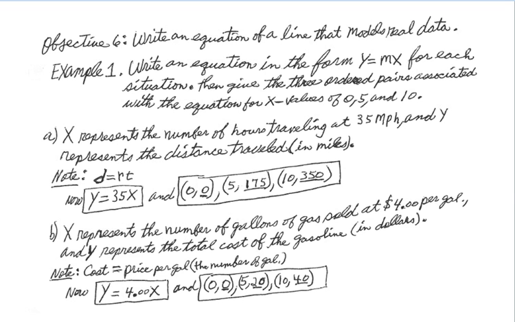Objective number 6. Write an equation of a line that models real data. Example. Write an equation in the form y equals mx for each situation. Then give the three ordered pairs associated with the equation for x. That is, the values of 0, 5, and 10 for x.